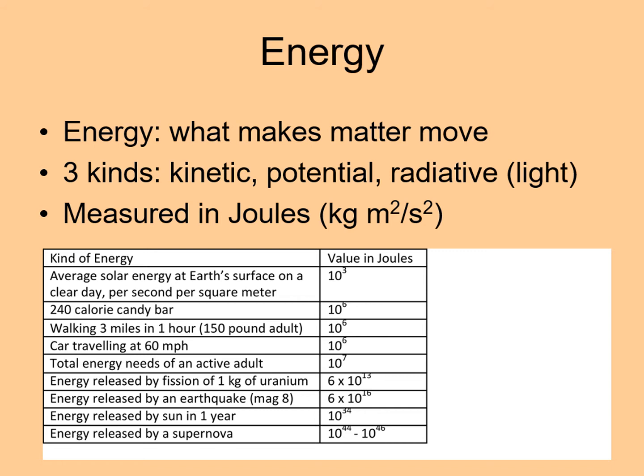As you look down the list, you'll see the numbers getting bigger and bigger. Remember that with numbers written this way, it's the exponent that's the most important part of the number. That total daily energy used by an adult, 10 to the 7th joules, is 10 times as big as the energy from one candy bar. Always watch those exponents.